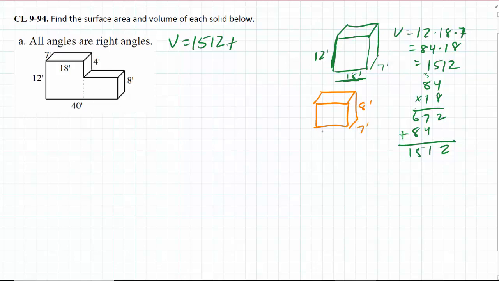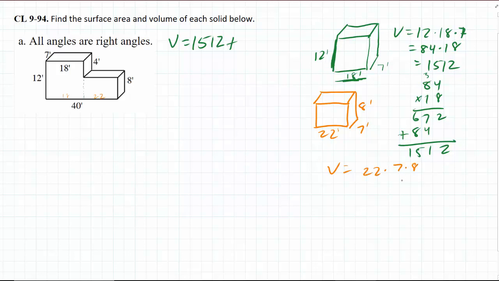And let's take a look at the length. I know from here to here is 40. Here to here is 18. So if this is 18, this needs to be 22. 18 plus 22 makes 40. So this is going to be 22 feet in length. So for here the volume is 22 times 7 times 8.